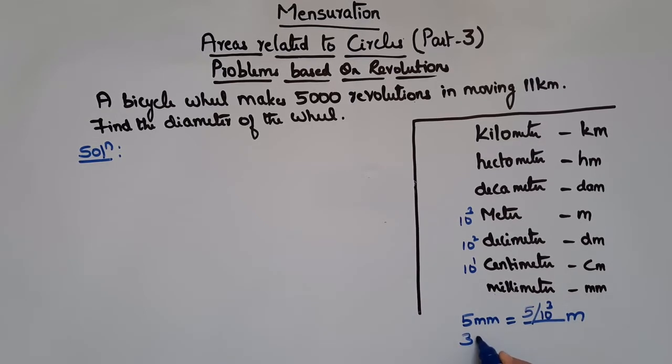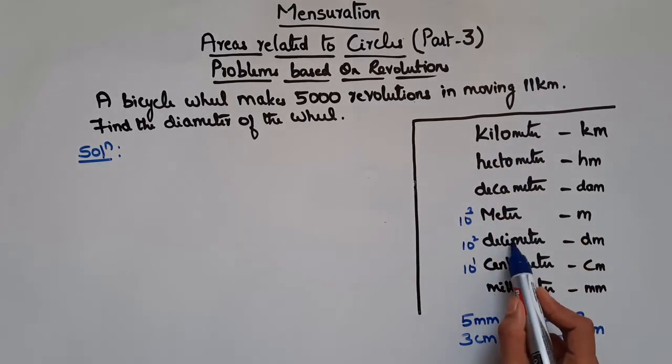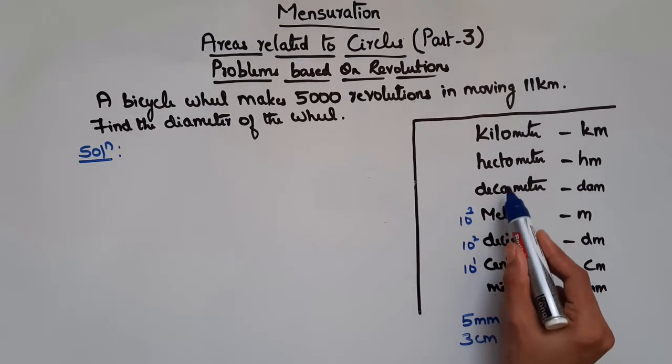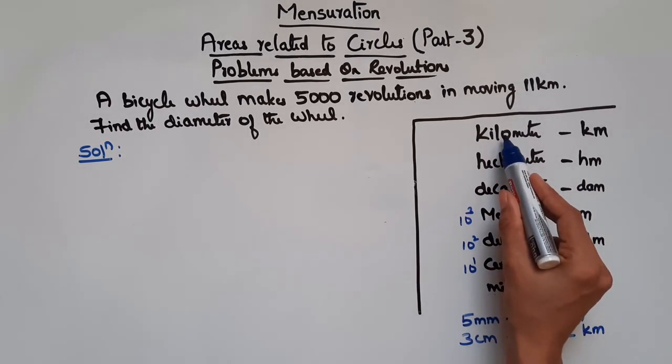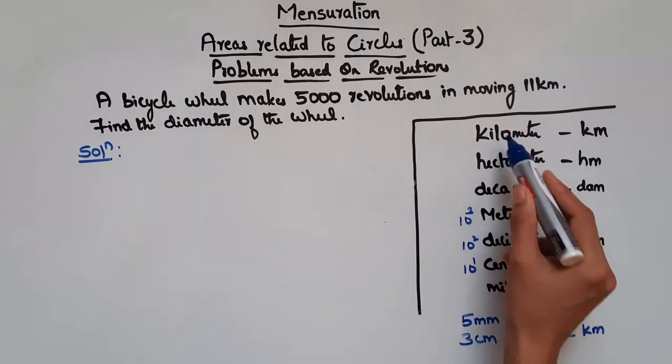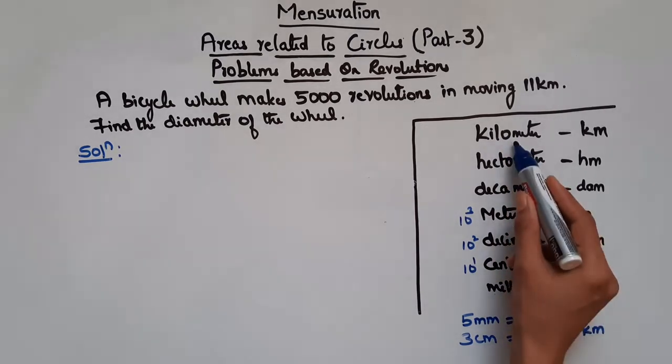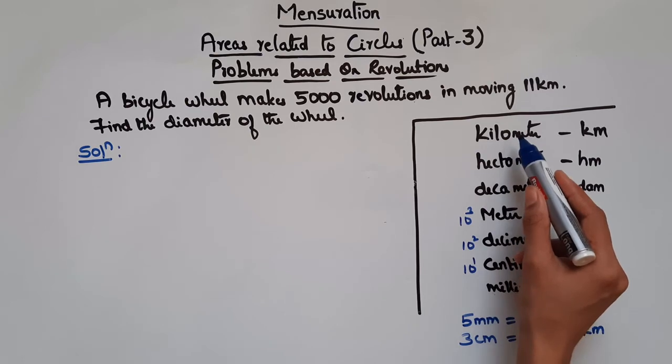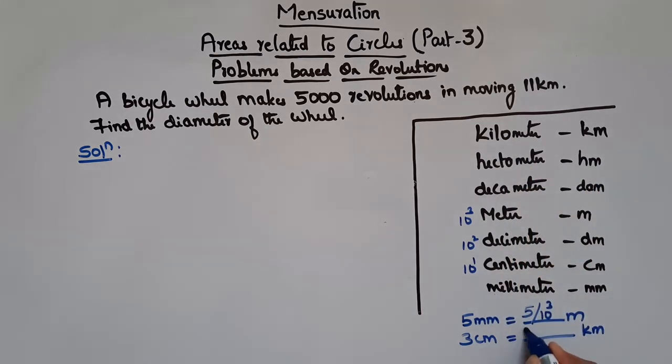If you have 3 centimeter, now you have to convert this to kilometer. So we are going from centimeter to kilometer, from here to here. So 10 power 1, 10 power 2, 10 power 3, 10 power 4, 10 power 5. Now you have to multiply or divide by 10 power 5. Here we are going from smaller to bigger unit, so you have to divide by 10 power 5. So that will be 3 by 10 power 5.